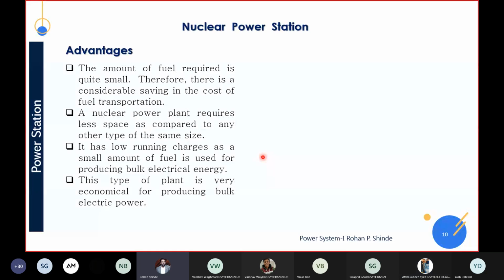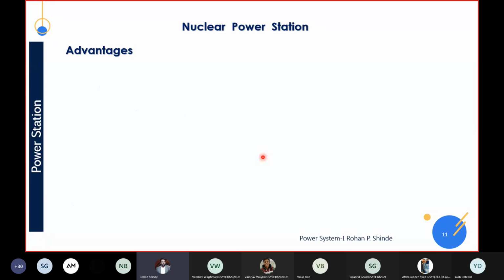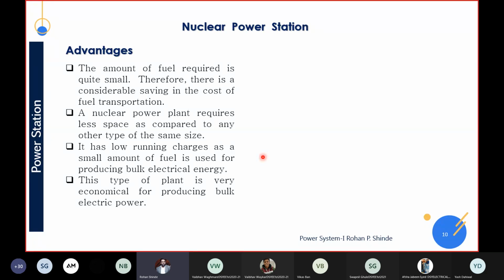So this type of power plant is very economical for producing bulk amount of electrical power. Okay. First four advantages: first is less fuel requirement, less space requirement, less running charges. It is economical for producing bulk amount of electrical power.